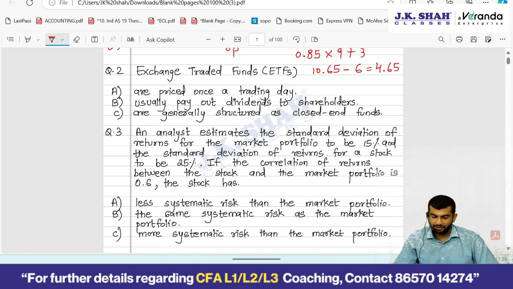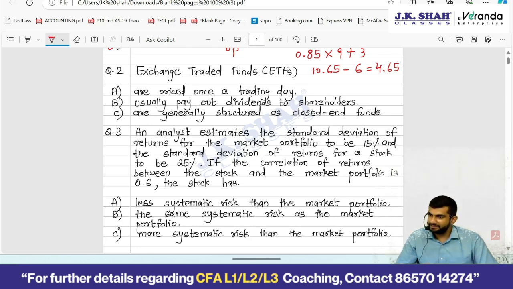B, usually pay out dividends to shareholders. Yes, usually pay out dividends to shareholders. What does it mean? Understand that. Now you have invested in Nifty Bees. Who is managing Nifty Bees in India? Nippon India Mutual Fund. Nippon India would have invested in those 50 shares of Nifty 50. If those 50 shares pay dividends, that dividend goes to whom? You guys, because you are the ETF shareholders, no?